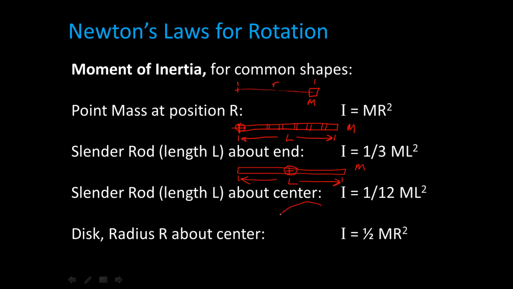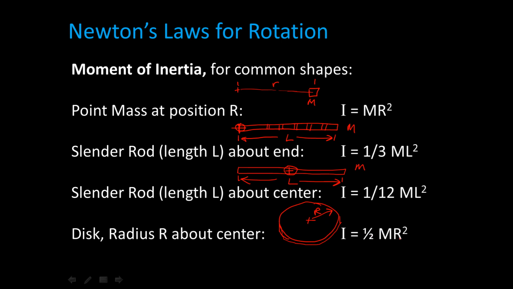One other shape that's going to be important is a disc, radius r, about its center. So, best I can, I'll try drawing this. In this case, we have a radius here, and we'll assume that the density all the way across this disk is uniform. It has a certain thickness to it. We've got a view of it there. We have a uniform distribution of mass.